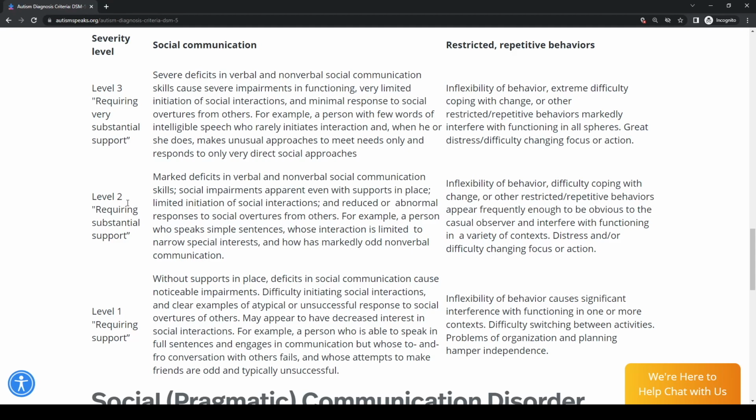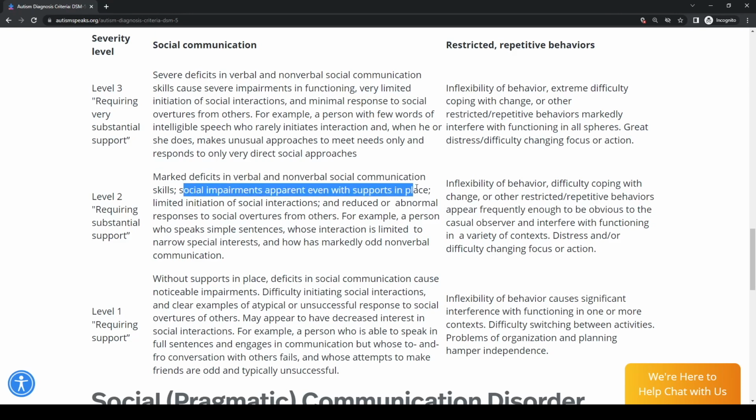Okay, let's talk about level 2. Basically, it says marked deficits in verbal and nonverbal social communication. So you see the verbal is already one level lower. When they talk, it might be grammatically incorrect, or they're using the wrong words, or they need to use some sort of gestures to compensate for a lot of what they say. And nonverbal communication skills, meaning they might be standing too close to you, playing with your hair, looking at things that they're not supposed to, these kinds of things.